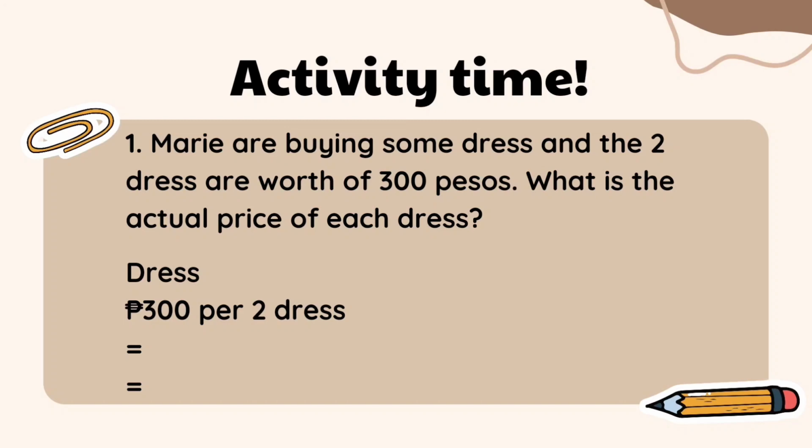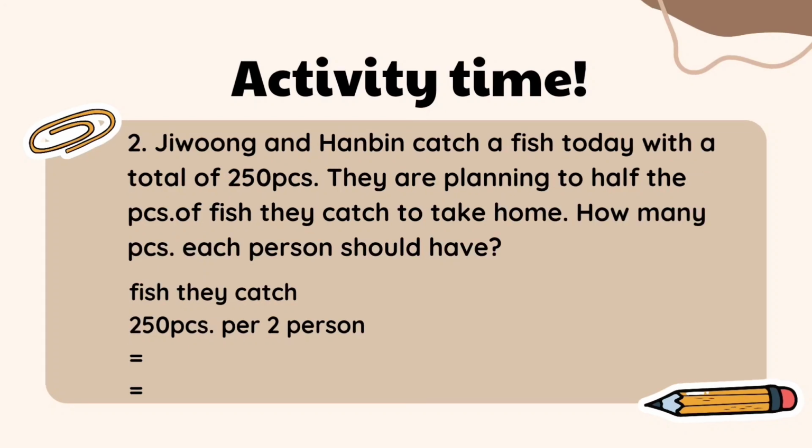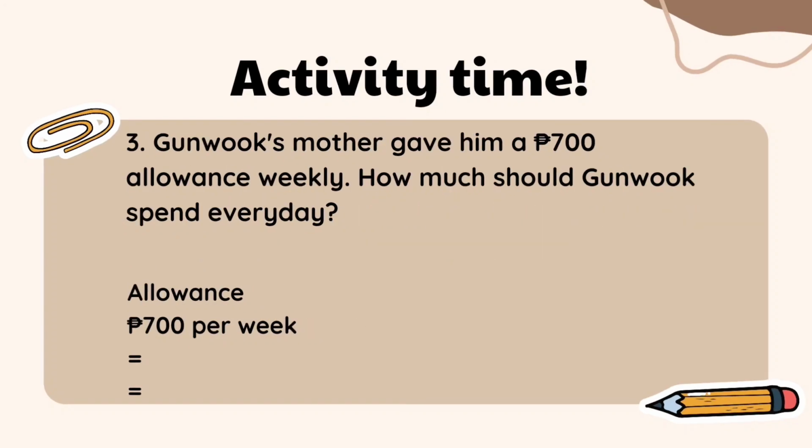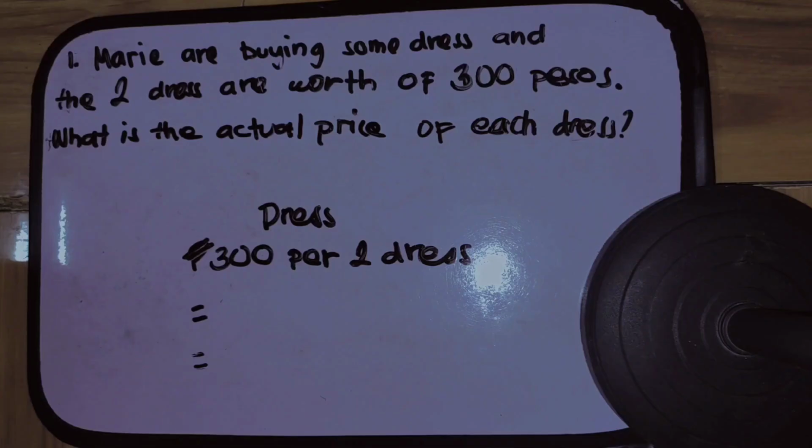Activity time! I prepared 3 activities for you to try and see if you really understand our lesson. So, number 1, number 2, and number 3. Let's start answering our first activity. Marie is buying some dresses and the 2 dresses are worth 300 pesos. What is the actual price of each dress?